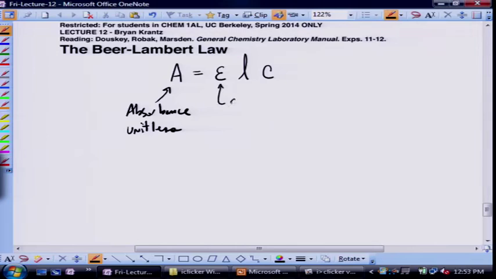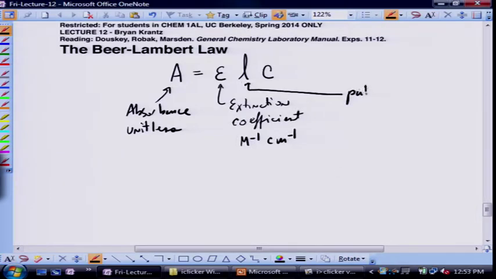And then you have the extinction coefficient. The extinction coefficient, that one you may not have heard of. And the extinction coefficient has units of per molar per cm. And well, that's good because you need to deal with the fact that you have path length, which is in units of centimeters. That's the length of your cuvette, or the light path. And then you have good old-fashioned concentration here, which is in units of molar.